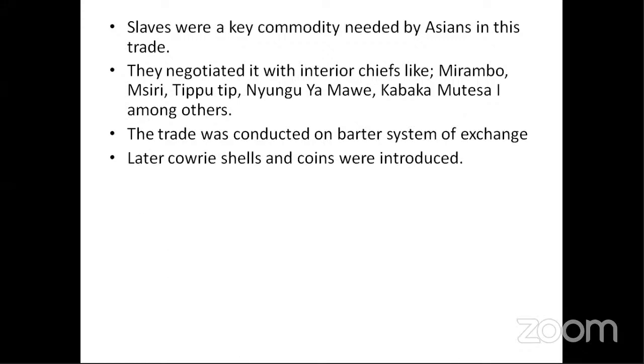Then later on, cowrie shells and coins were introduced, and these worked as money now. Are you getting it? To get the goods, you could give in the cowrie shells, and then you are given the goods. So cowrie shells and then later on coins worked as the money.